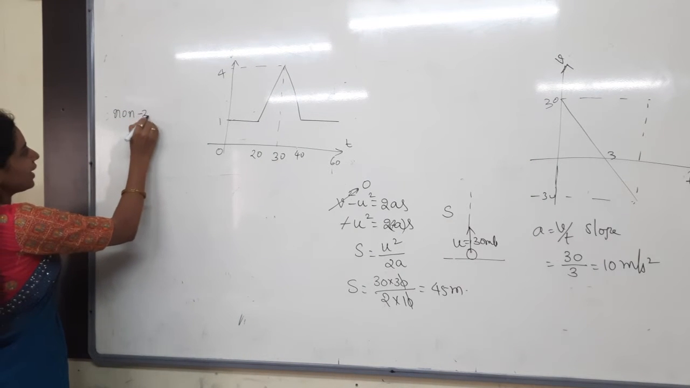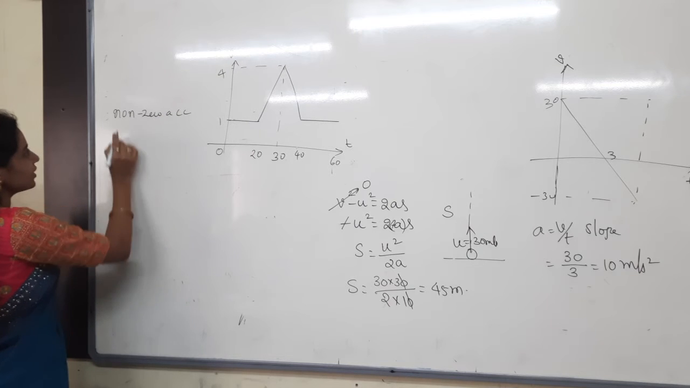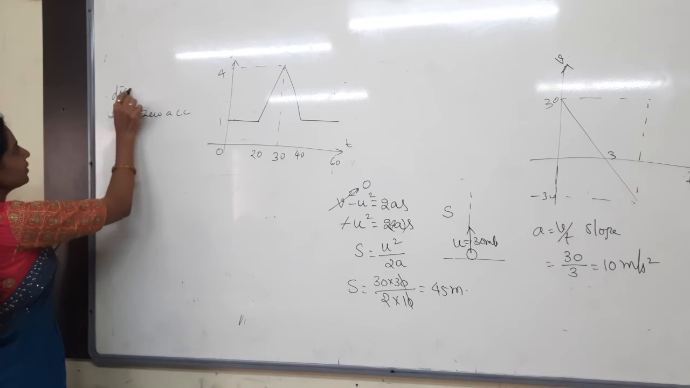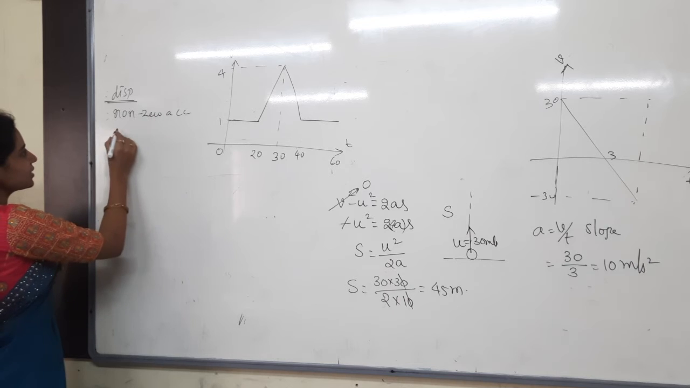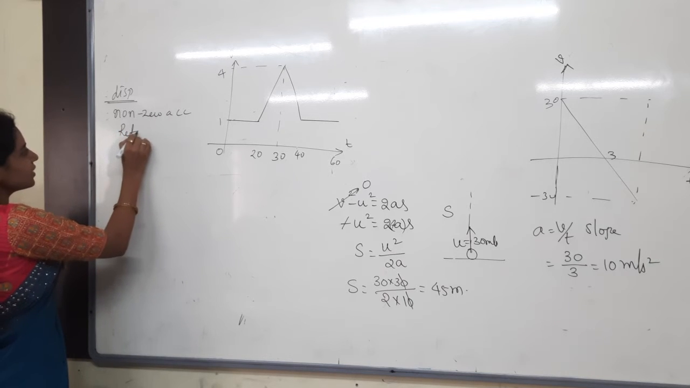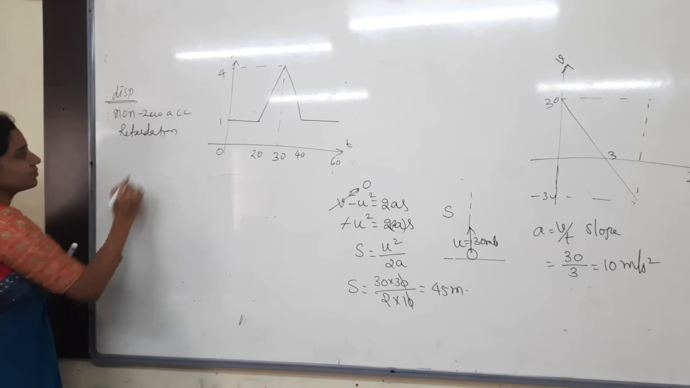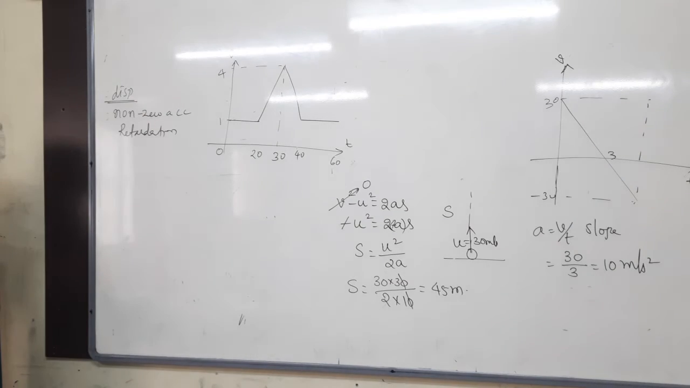Non-zero acceleration. You have to find out the displacement at times where non-zero acceleration is there, and retardation. Nothing but you have to include the retardation also. I excluded that, but you have to include the retardation also.